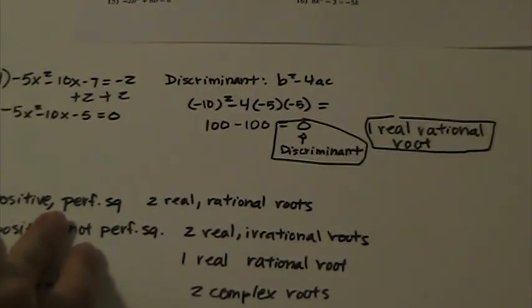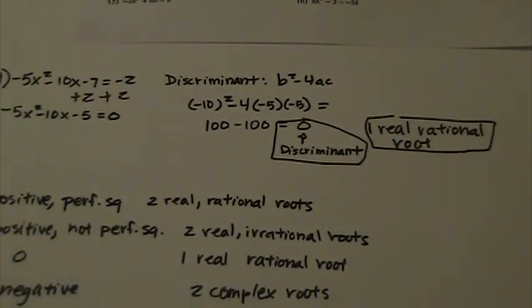And so what that indicates is if I actually solve this equation, I should only get 1 solution that is a real number. So that is how you use the discriminant, how you find the discriminant, and then how you use it to determine the number and type of solutions.